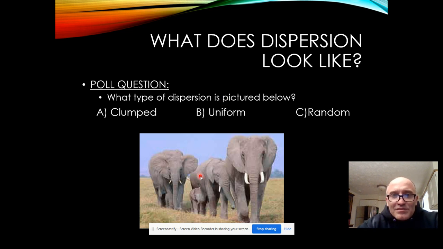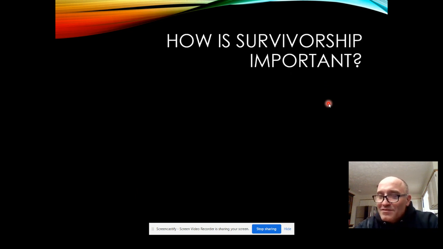To take a quick look at this picture, what are we looking at here? What type of population dispersion do you think elephants have? Are they clumped, uniform, or random? And if you said random, you would be incorrect. It's actually clumped. Again, they're typically going to be in family groups, and they're going to be around particular resources that they need.